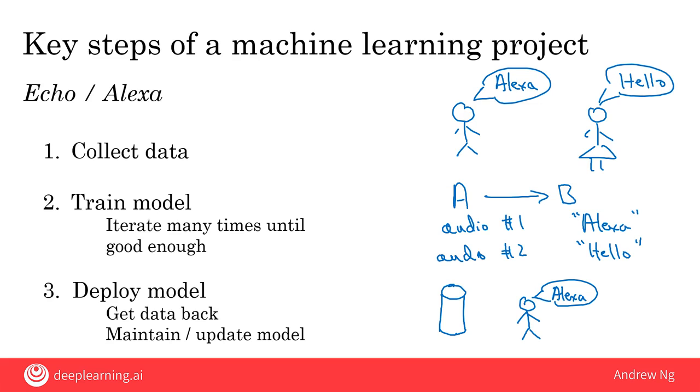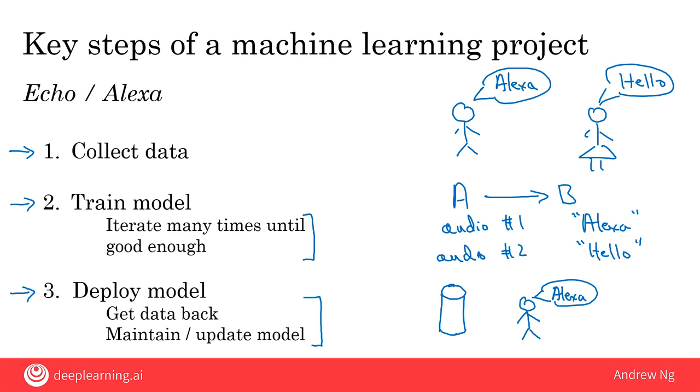So to summarize, the key steps of a machine learning project are to collect data, to train the model, the A to B mapping, and then to deploy the model. And throughout these steps, there is often a lot of iteration, meaning fine-tuning or adapting the model to work better, or getting data back even after you've shipped it to hopefully make the product better, which may or may not be possible depending on whether you're able to get data back.